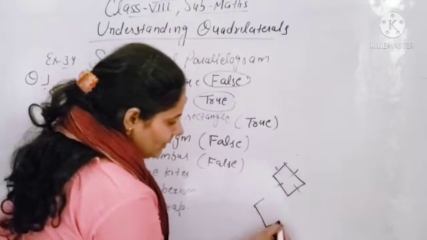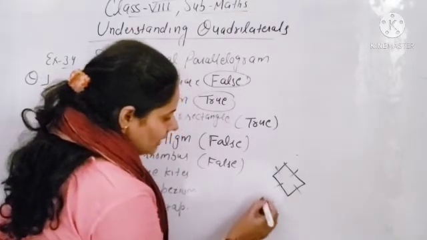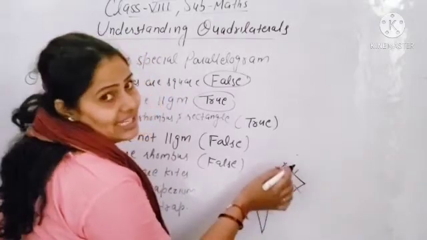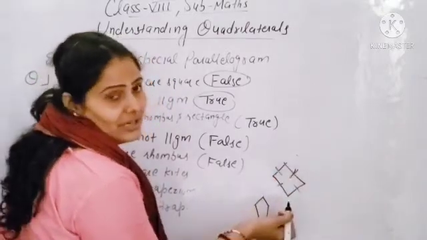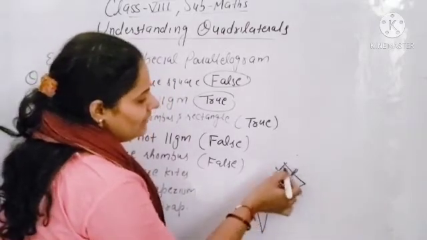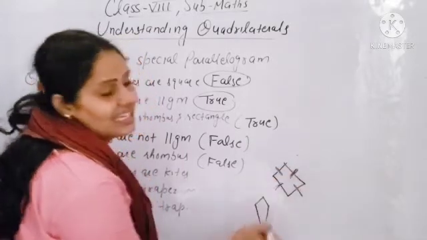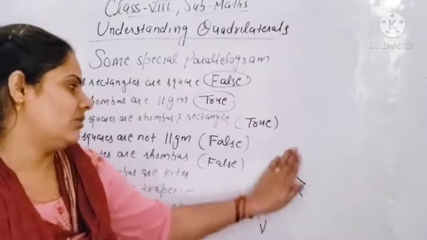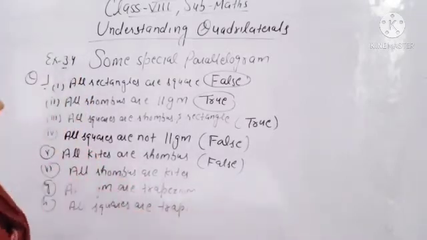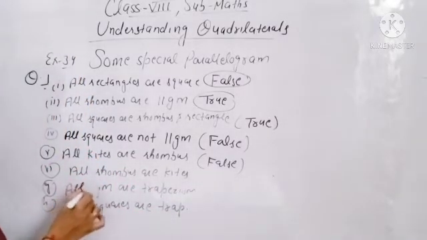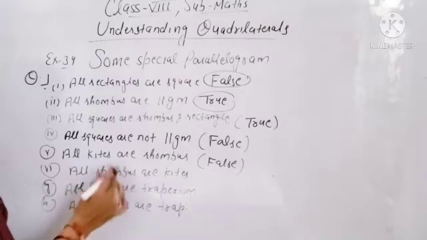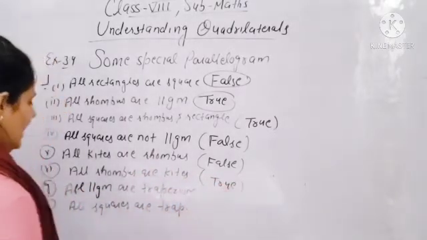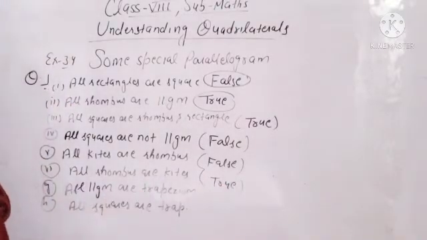In a kite what will be there? Kite means adjacent sides are equal. So when in a rhombus all the sides are equal, it means adjacent sides are also equal. This one is equal to this one, this one is equal to this one. So yes, a rhombus can be a kite. All the rhombus can be kites, but all the kites will not be the rhombus. So this is a true statement. Clear?